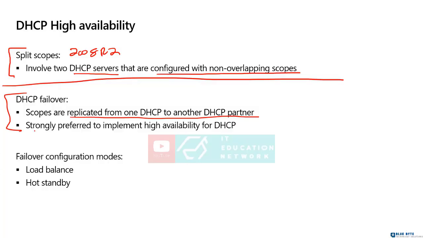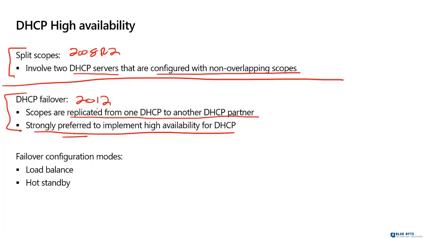This is the preferred solution, this DHCP failover. Now, this was introduced in Server 2012, so not new, but very straightforward to configure. When you set this up, you have 2 options. One is a load balance mode. That simply means both servers lease IP addresses, so both are active at the same time.